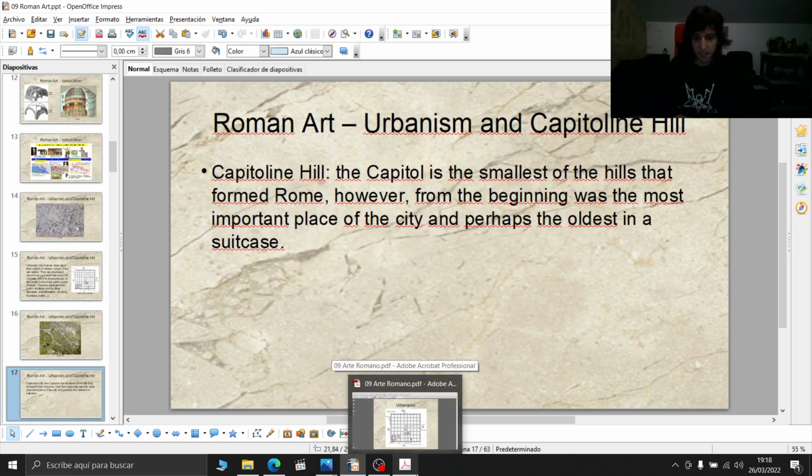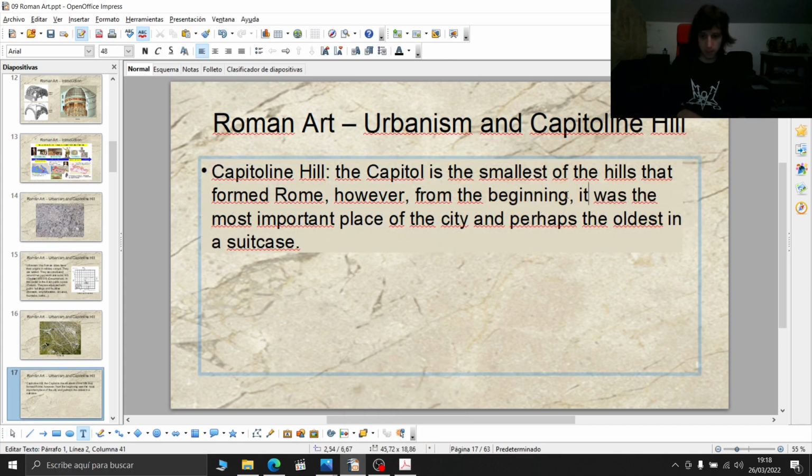Capitoline Hill. The Capitol is the smallest of the hills that form Rome. However, from the beginning, it was the most important place of the city and perhaps the oldest. I don't know what this means. The oldest in all languages. The oldest of all.